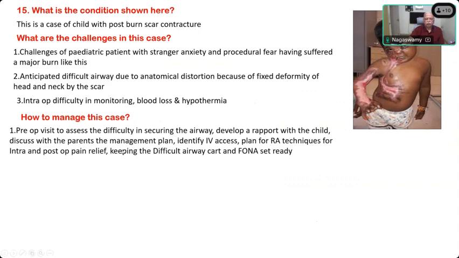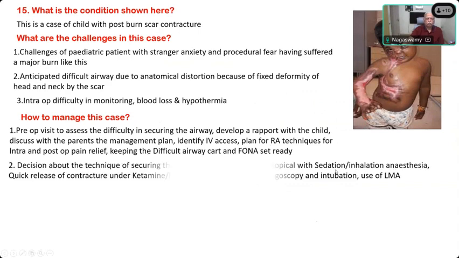These are all the first preparations that you have to do. Second, decision about technique of securing the airway, whether to go for awake fiber optic under topical sedation or inhalation anesthesia, quick release of contracture under ketamine and LA, and then go for direct laryngoscopy and ventilation or use of LMA. These are the two options.